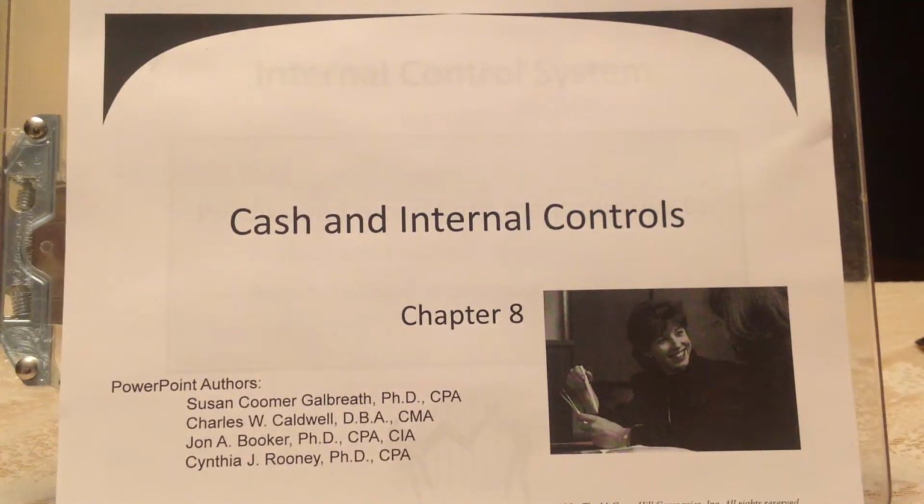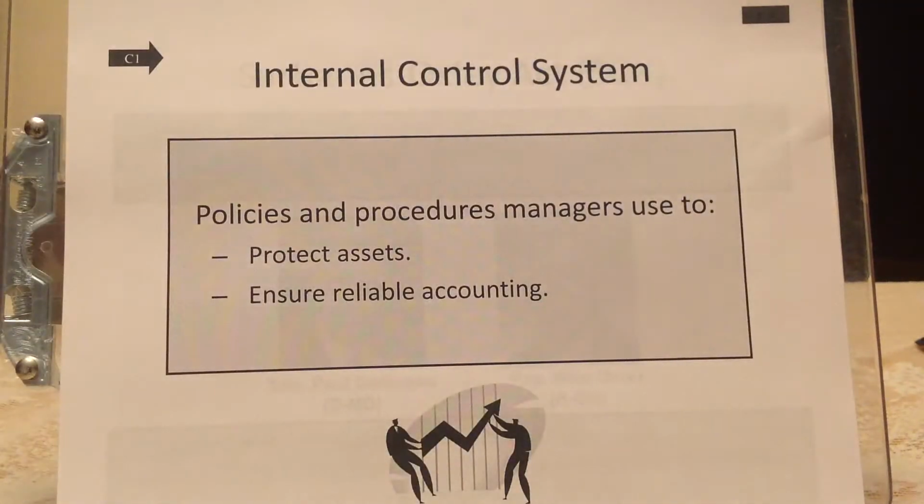Good evening. This is Chapter 8, Cash and Internal Controls, Part 1. We're going to talk about all the different aspects of cash and the internal controls related to cash. For an internal control system, you need policies and procedures managers use to protect the assets and ensure reliable accounting.